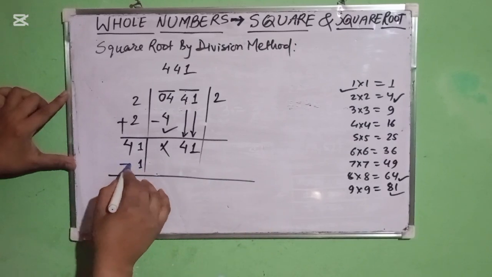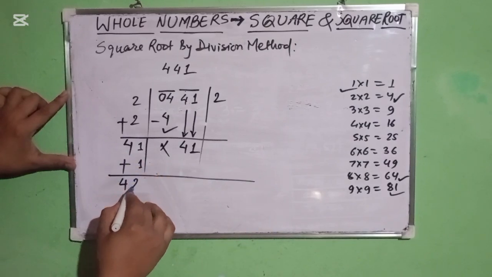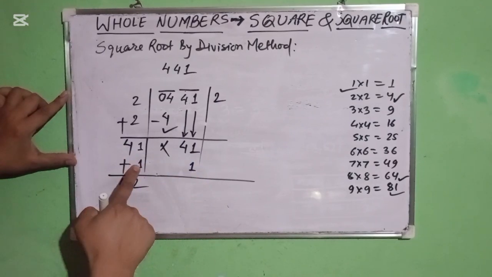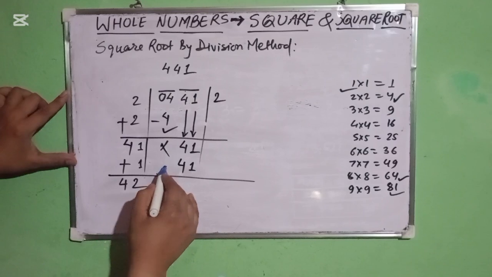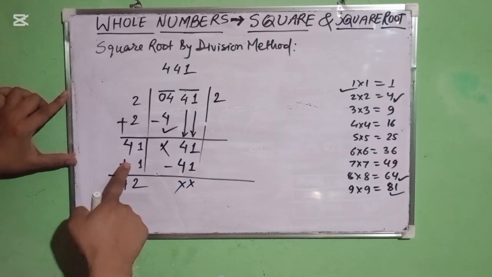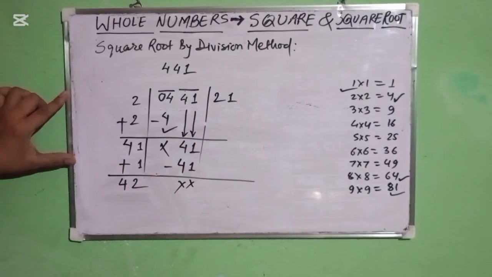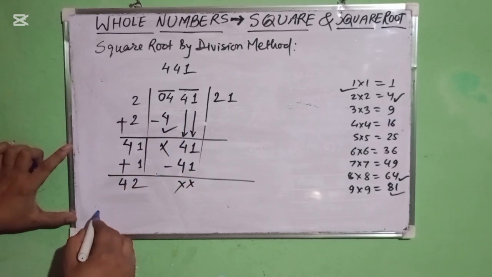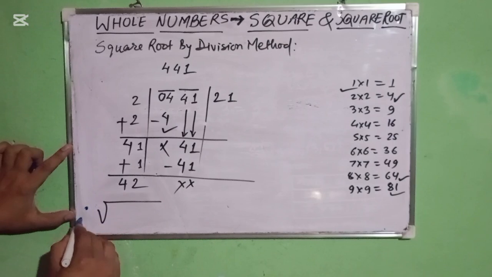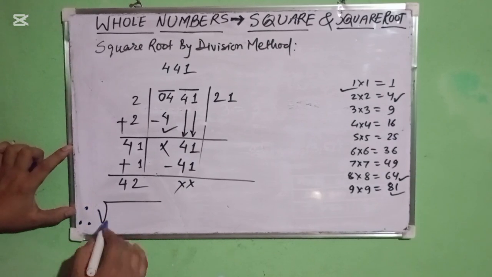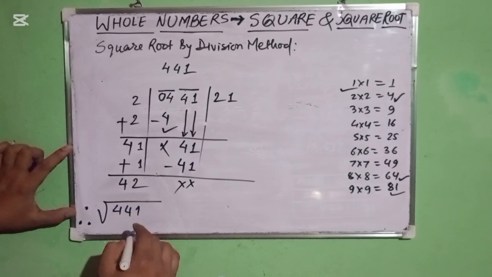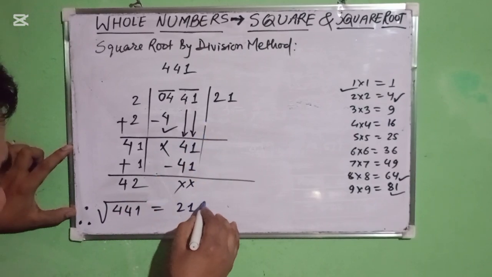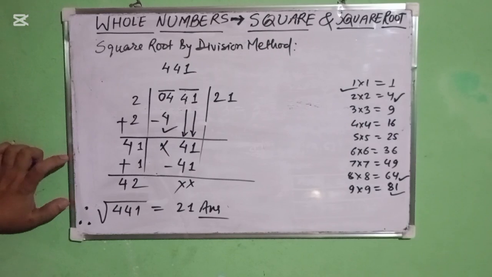Right here, for the addition you write down 42. But for its multiplication you have to write here 1 1 1, 1 4 4. And here will be minus and it will be cancelled here. We divided by 1 right here for the answer. So the square root of 441 equals what? 21. This is the answer for this question.